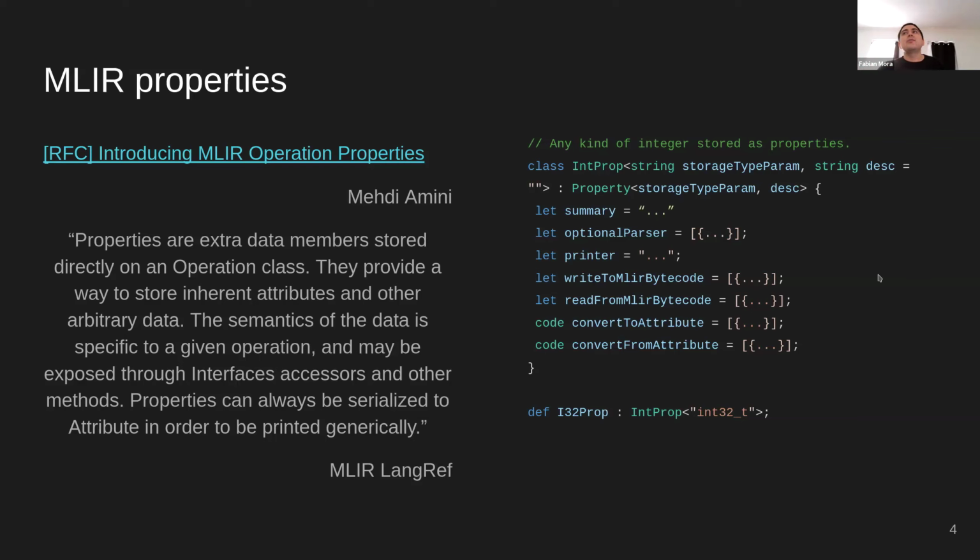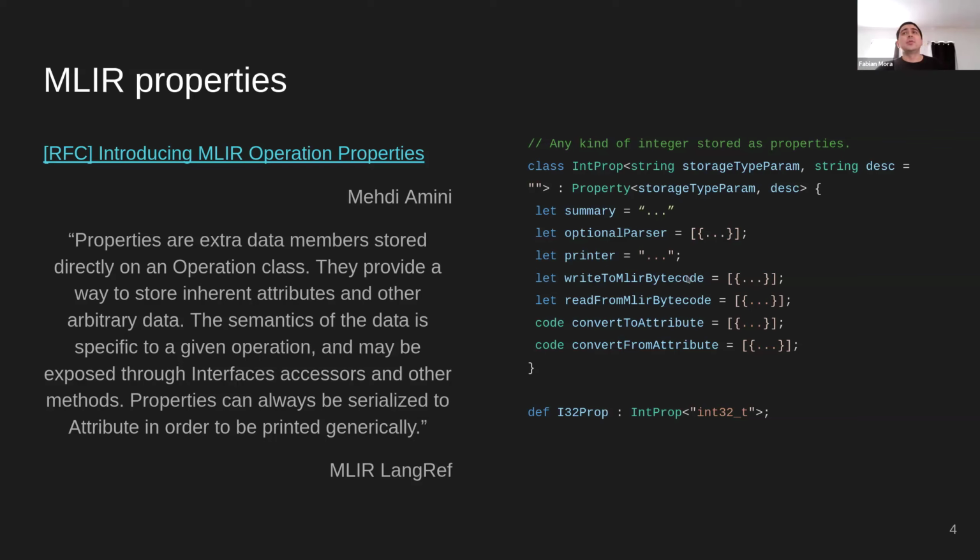On the right, we have an example of how to specify a property. They have their summary and description as usual. They have an optional parser and printer. I will note there's also a parser and optional parsers for parsing in an optional context. What I'm saying is you have all of these fields.